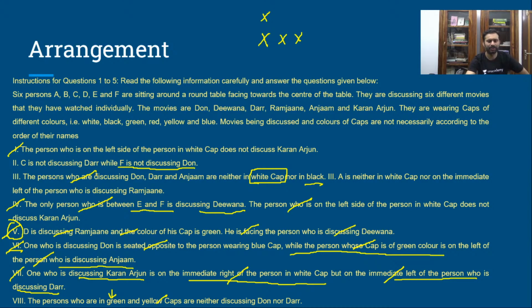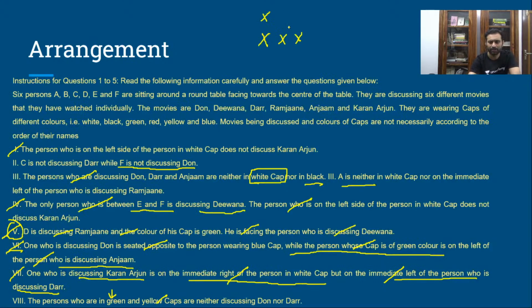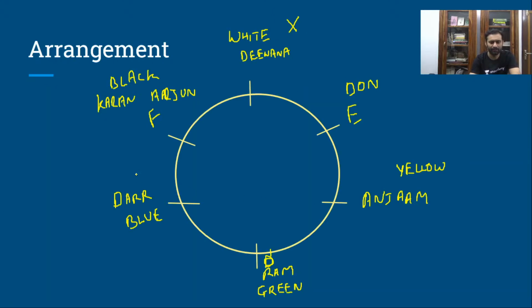This one. If I look at this one, not discussing, how many crosses would it help you put? A is neither in white cap nor in the immediate left. 2 crosses. So I'll use this. A would neither be this nor on the immediate left of the person who is exam jane. What is left for A? This. A is gone now.